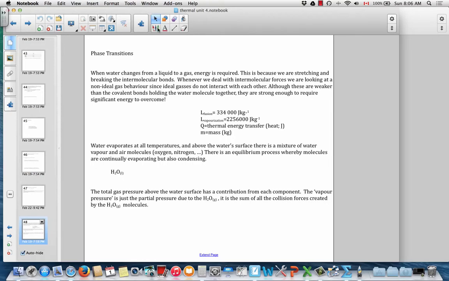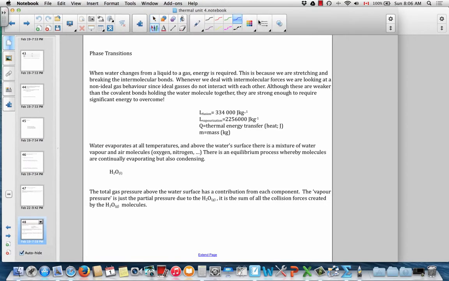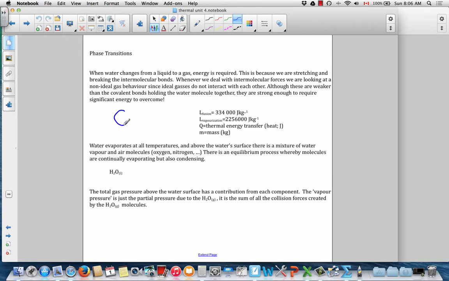Okay, a quick recap and a new result with respect to phase transitions. We know that the amount of thermal energy that's required to make a substance change phase is m times L, where L is the latent heat. Now, as a for instance, consider water.